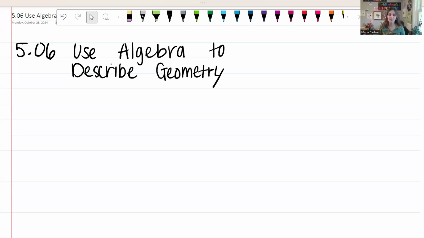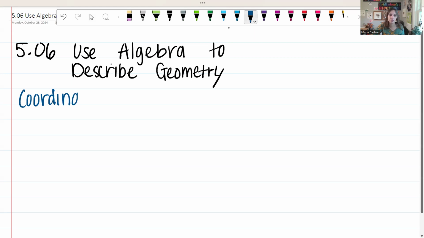Everybody, in this video, I'm going to go through lesson 5.6, use algebra to describe geometry. So we're going to talk about all of the different types of transformations and their coordinate rules in this lesson. I want to start by talking about coordinate reflections. So how do I reflect in the coordinate plane?